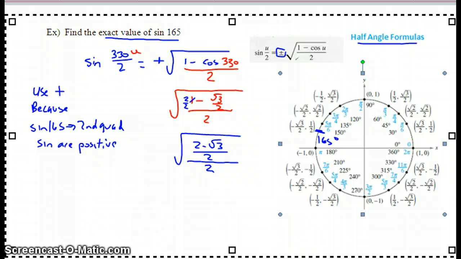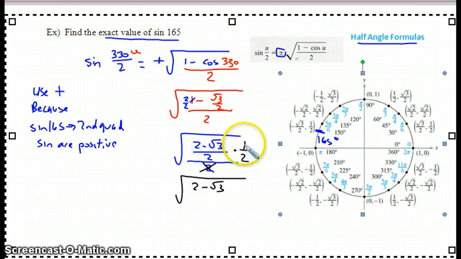From here, the next thing I want to do is deal with the fact that I have a fraction inside of a fraction. So I'm going to get rid of this 2 here. I can't just cross it off, but instead of dividing by 2, I can multiply by the reciprocal, which would leave me with the square root of 2 minus square root of 3. When I multiply all of this by 1, it doesn't change, and 2 times 2 is 4.